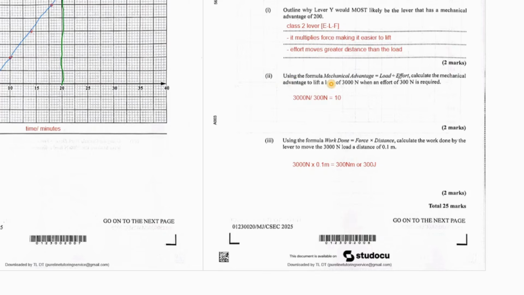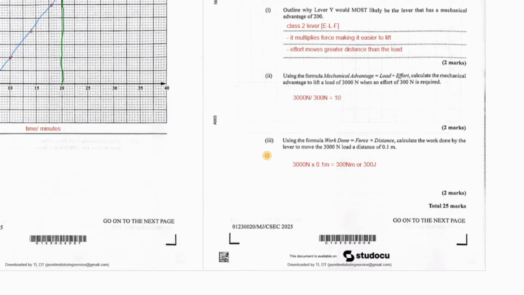Number 2. Using the formula, mechanical advantage equals load divided by effort, calculate the mechanical advantage to lift a load of 3,000 newtons when an effort of 300 newtons is required. You didn't have to do much thinking for this. They already gave you the formula, so you just do the division and your answer will be 10. Please remember, when you are talking about mechanical advantage, it has no unit, so it's just 10. Please do not put newtons at the end of that.